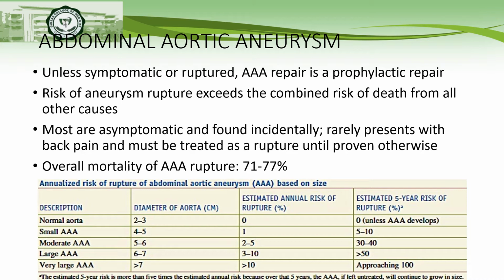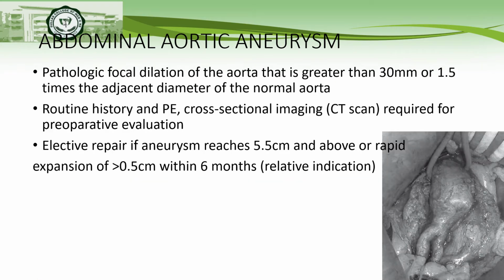The table shown here is the annual risk of rupture based on size. The diameter of the aorta is usually 2 to 3 centimeters, and as the size of the AAA increases, we can also see that the estimated annual risk of rupture also increases. So, abdominal aortic aneurysm is defined as a pathologic focal dilatation of the aorta that is greater than 30 millimeters, or it could be 1.5 times the adjacent diameter of the normal aorta.